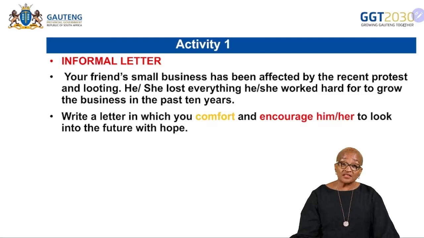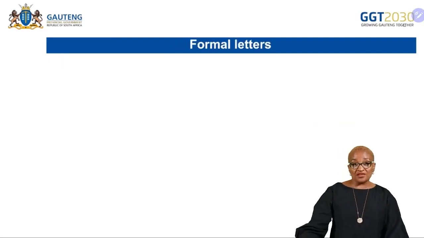So as a friend, you are expected to comfort the friend and encourage him to look into the future with hope. That is the activity that I would like you to look into, and at the end of the presentation, answer that question. After you have answered the question, take the checklist. You either do a self-assessment one, or you give it to your peer or your teacher. Right, let's move on to the next text, which is the formal letter.